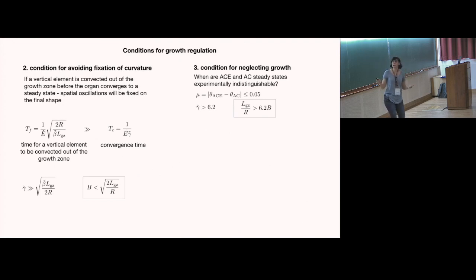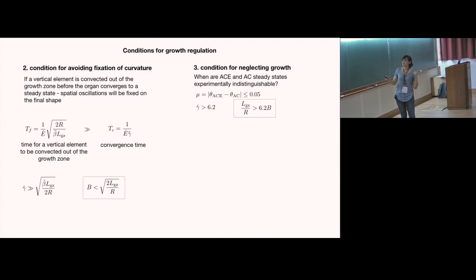So what you do basically is you can just compare the function for theta at the steady state of this model, the ACE. ACE, I never said what it stands for. It's angle curvature, and this is angle curvature E, elongation, okay? So the steady state for this model, which I showed before, and I compare it to the steady state of the regular AC model with no growth.